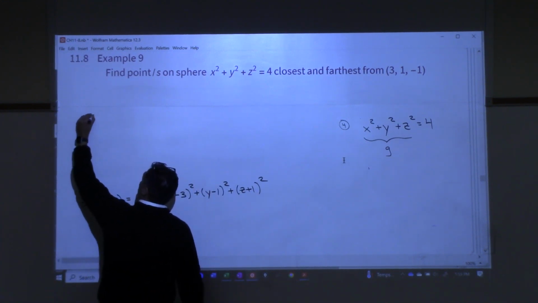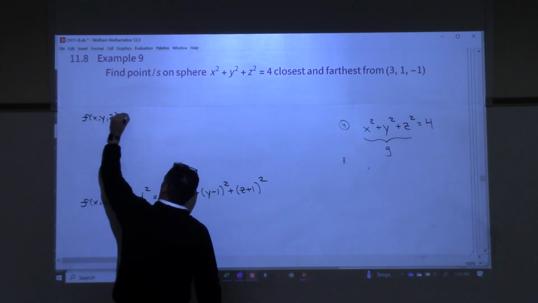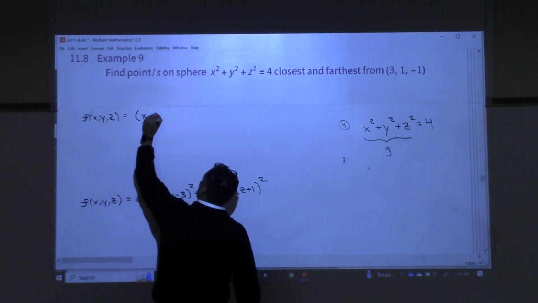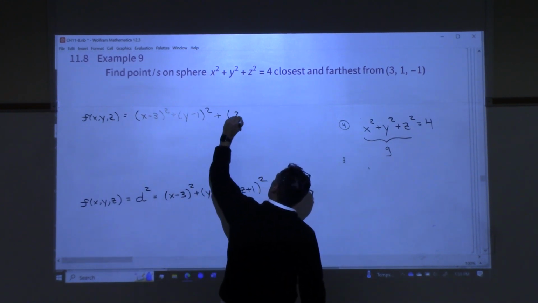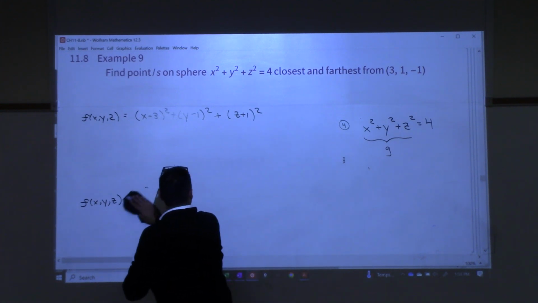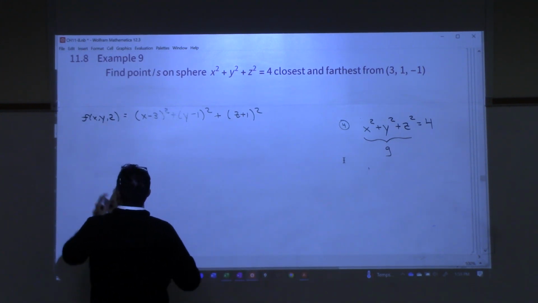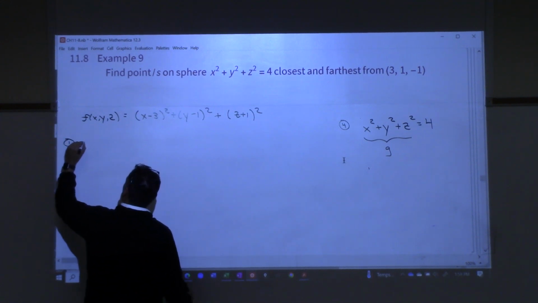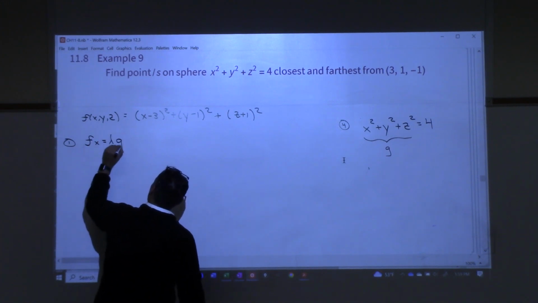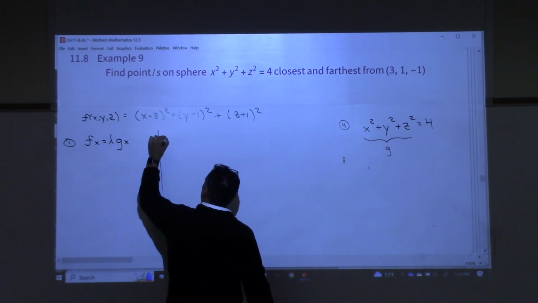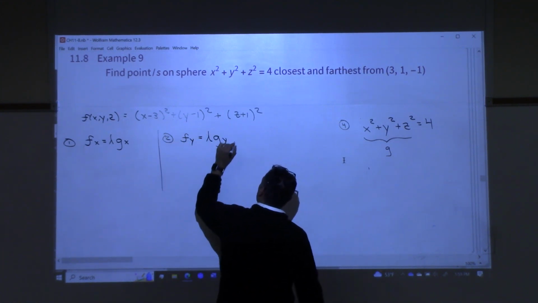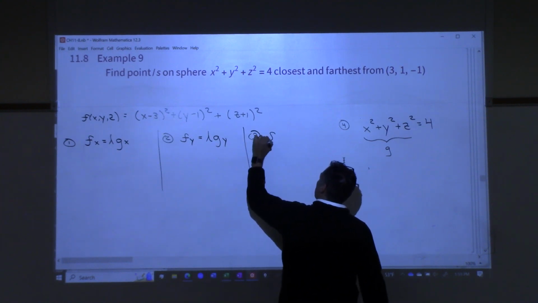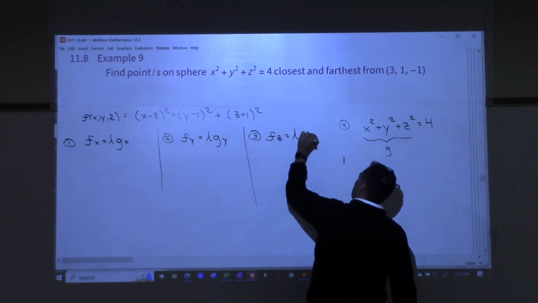So my f of x, y, z is... okay. First equation, partial of f with respect to x equals lambda partial g with respect to x. Second equation, partial f with respect to y equals lambda partial g with respect to y. Third equation, partial f with respect to z equals lambda partial g with respect to z.